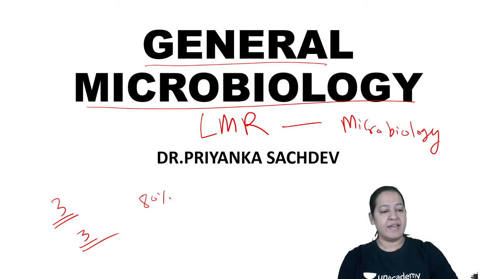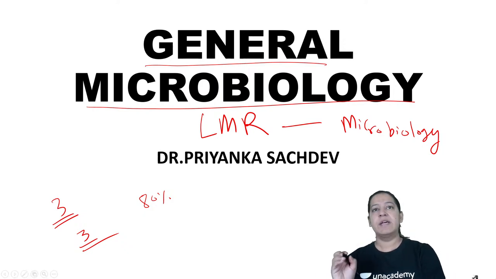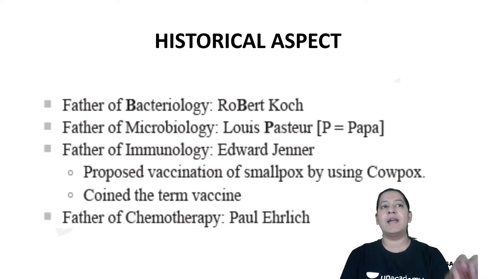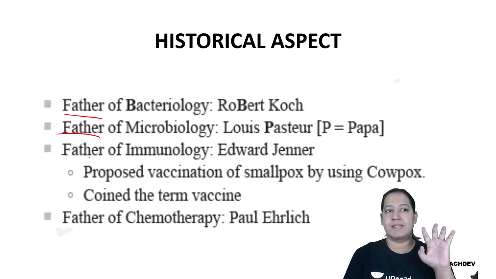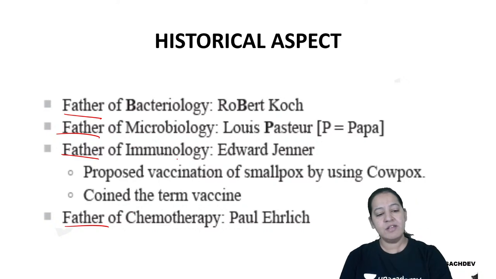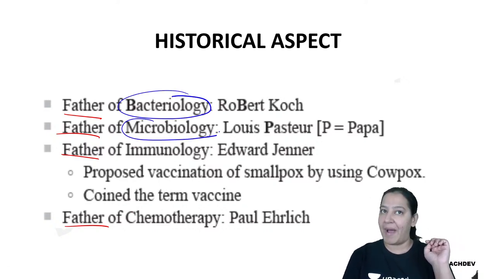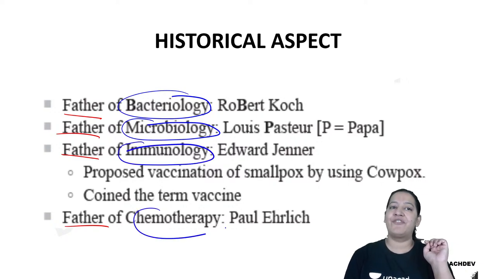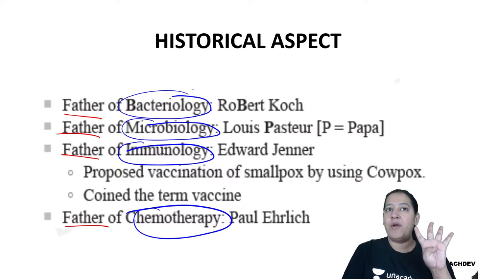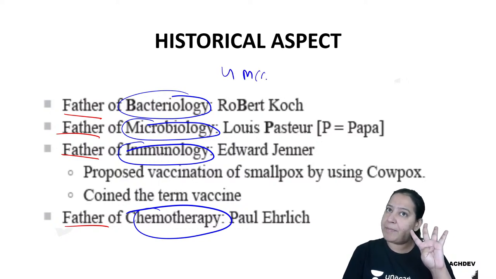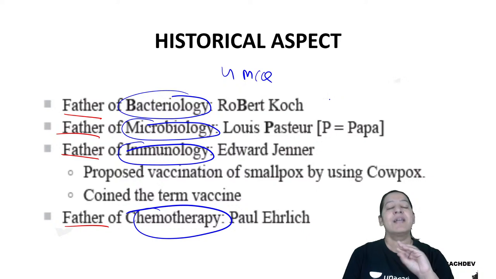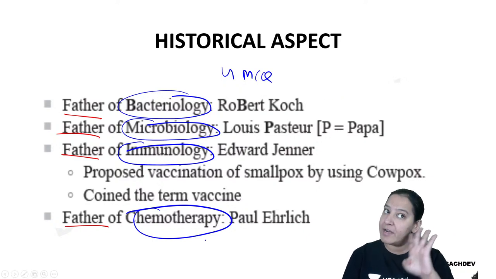So these are the one-liners that you have to take, right? From the historical aspects, you should know four fathers. One-liner: who is the father of bacteriology? Who is the father of microbiology? Who is the father of immunology? And who is the father of chemotherapy? So four MCQs are there. Ye charon aapke PYQs hain. Kisi na kisi exam mein charon pe one-liner question aa chuka hai.